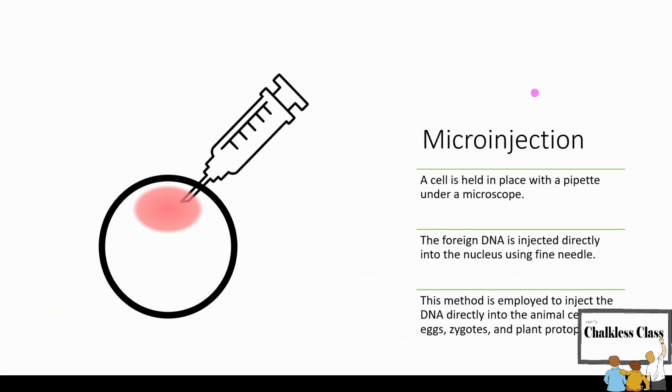Microinjection. This is also a type of direct method of transferring the foreign DNA sequence into the cell. To hold the cell, they use a pipette, and by observing that cell under the microscope, they inject DNA directly into the host cell nucleus. So the foreign DNA is injected directly into the nucleus using a fine needle. This method is employed to inject the DNA directly into animal cells, eggs, zygotes, and plant protoplasts.